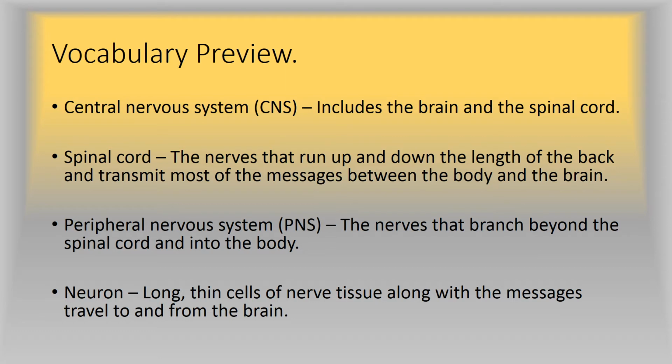Okay, we do have a couple of vocab words. The central nervous system includes the brain and the spinal cord. We have the spinal cord, which are the nerves that run up and down the length of the back and transmit most of the messages between the body and the brain. We have the peripheral nervous system, or the PNS, and these are the nerves that branch beyond the spinal cord and into the body. We'll take a closer look at that a little bit. And then the neurons are long, thin cells of nerve tissue, along with the messages that travel to and from the brain.